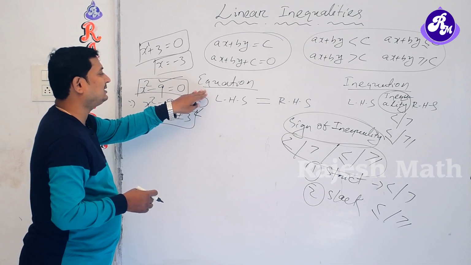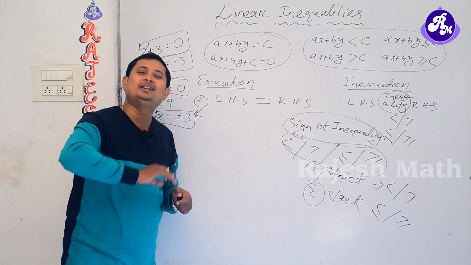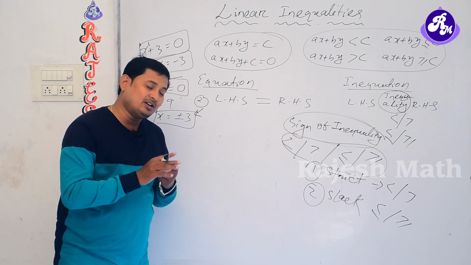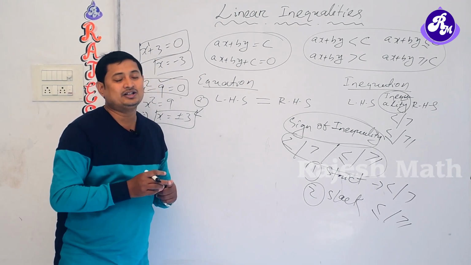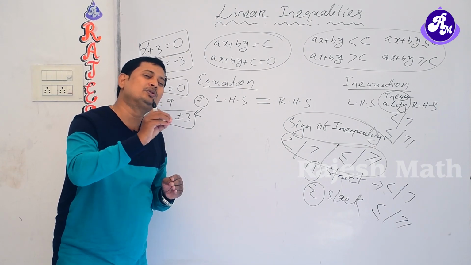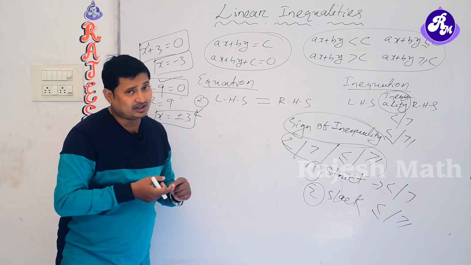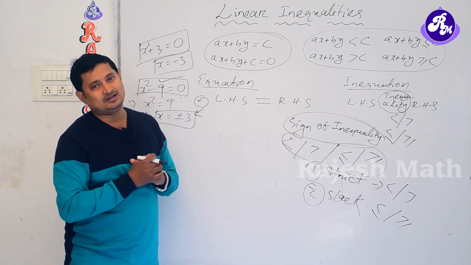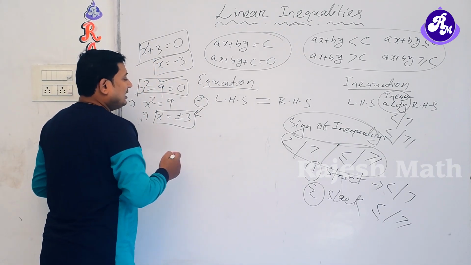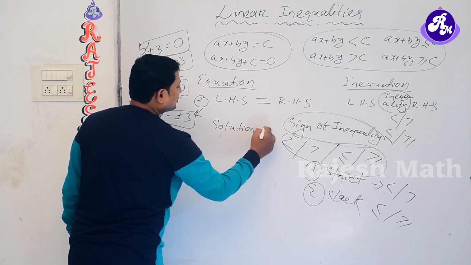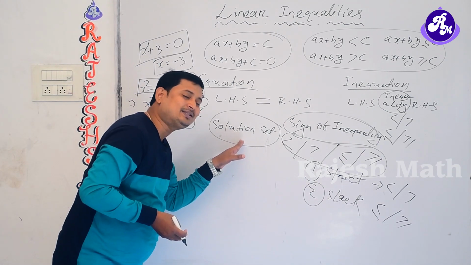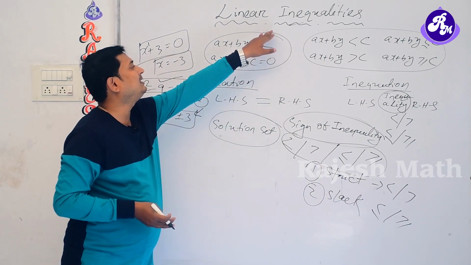That means an equation has a number of solutions depending upon the degree of the equation. If the equation is of first degree, then it contains only one solution. If the equation is of second degree, or a quadratic equation, then it contains two solutions. And if the equation is of degree 3 or 4, then the number of solutions will be accordingly: third degree equation, 3 solutions; fourth degree equation, 4 solutions. But what about linear inequality? In linear inequality, in contrast to an equation, you will not get a solution, you will get a solution set.